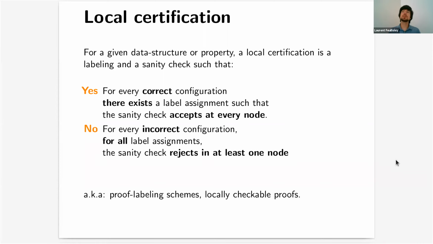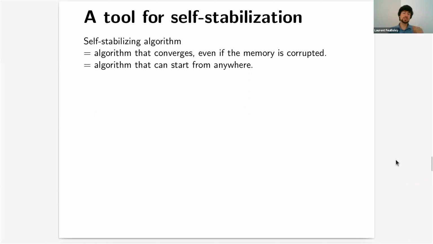But now you might ask, okay, this looks like a complicated definition. Like there are quantifiers, there are these two conditions. Why is this the right thing to look at? Why is it interesting? And I have two answers to this question. The first answer is that it's a tool for self-stabilization. So here I will be hand-waving and lying a bit.